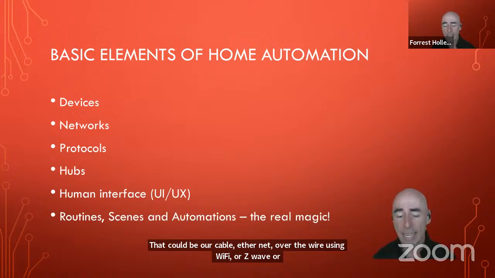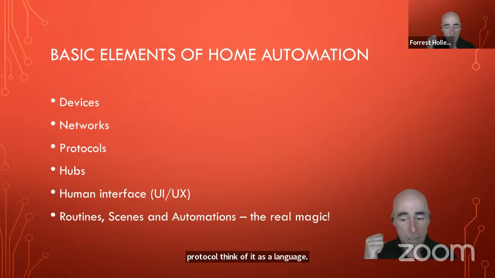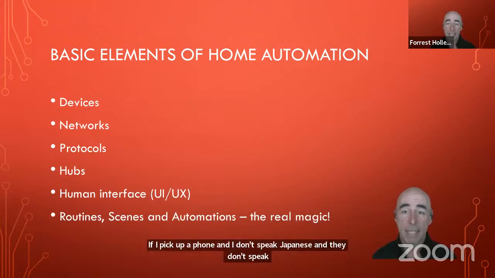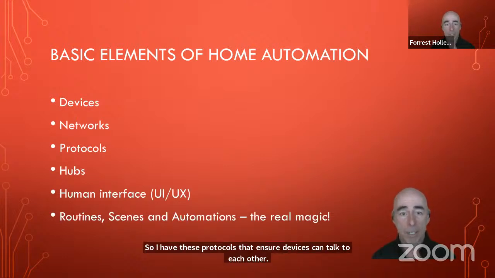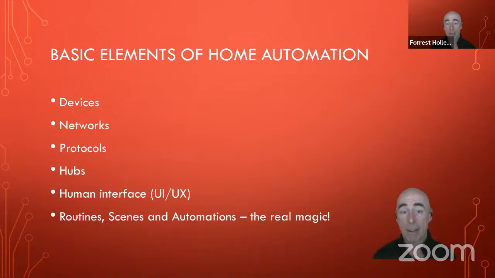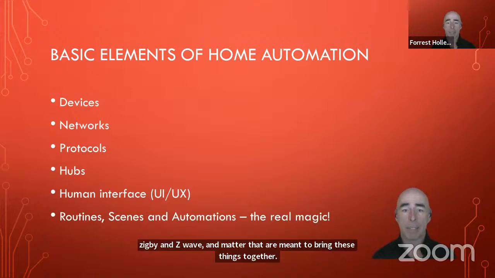So protocol, think of that as a language. A device connected to another device through Wi-Fi or through a cable, that's just the connection. But if I pick up a phone and call somebody in Japan and I don't speak Japanese and they don't speak English, I still don't have the ability to communicate. So we have these protocols that ensure that devices can talk to each other. And the most common in smart home automation are a version of Wi-Fi, Zigbee, and Z-Wave. And then there's a new one called Matter that is meant to bring all these things together. And so that'll be interesting when that comes online.